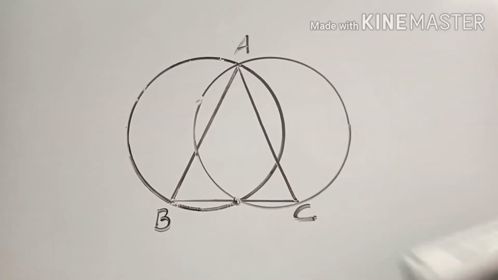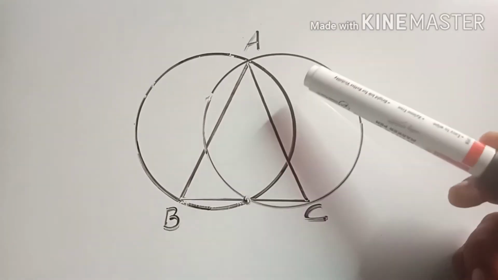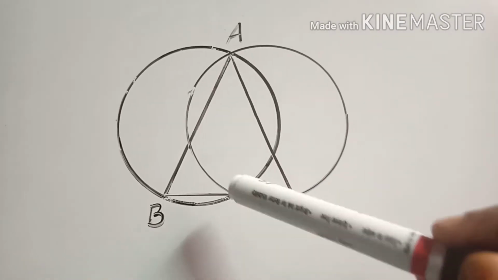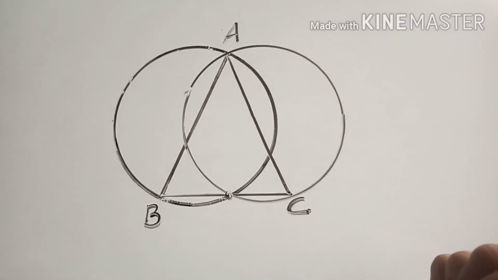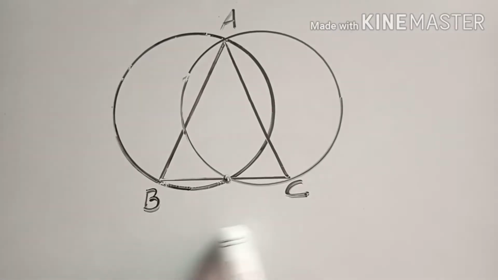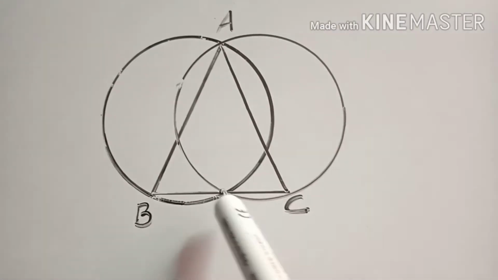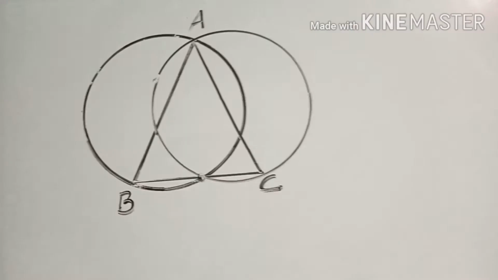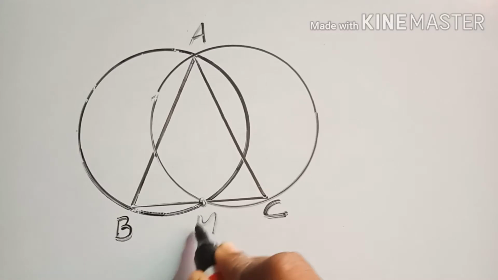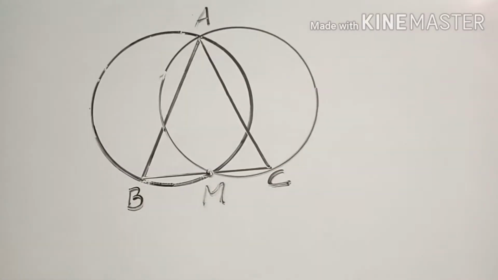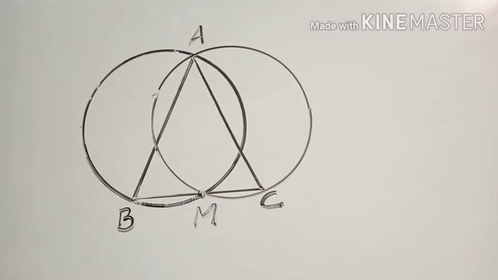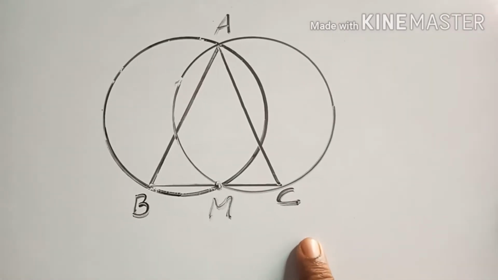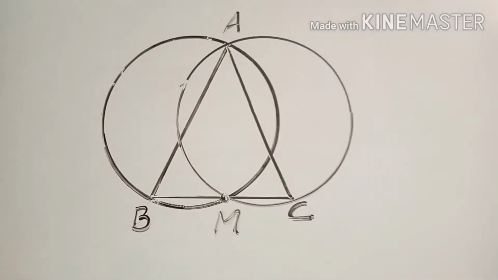Here we have to prove that these two circles will pass through the midpoint of the third side of this triangle. So the third side means BC is the third side. Here we need to prove that the meeting point of these two circles, let's take that point as M, is the midpoint of BC. So for that, let's join AM.